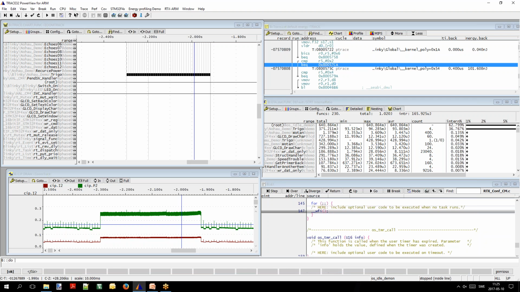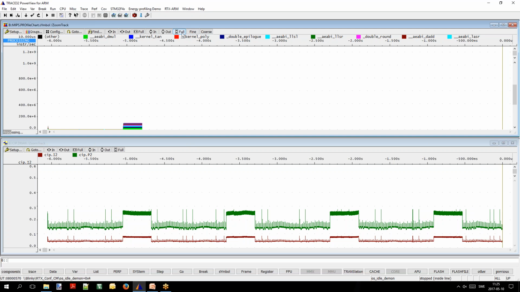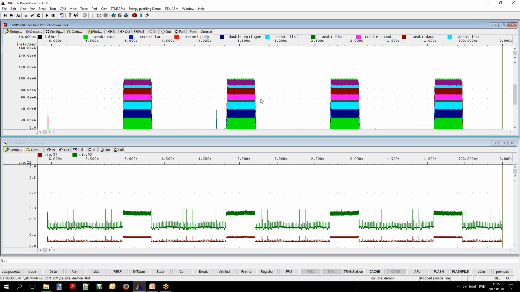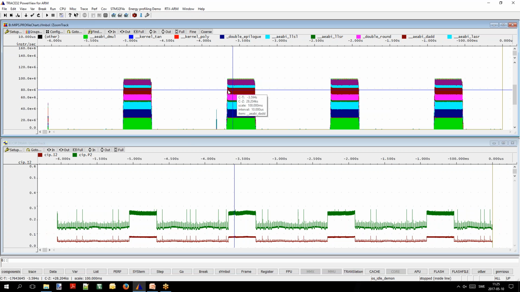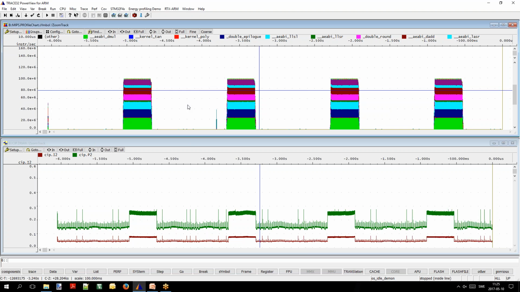I can of course compare the MIPS, the million instructions per second, with the power peaks. Just because you have a lot of MIPS happening at a point in time does not necessarily mean you have a high energy consumption, and just because you have low MIPS at a point in time does not necessarily mean you have a low energy consumption. You see that it's going quite well, both the MIPS and the energy consumption.